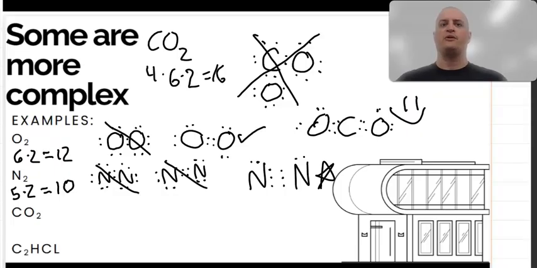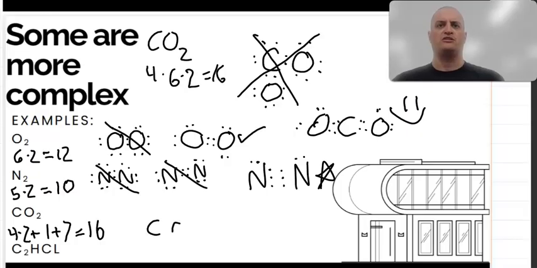Now we come down to our most complicated one, C2HCl. So for starting off, we have 4 valence electrons for each carbon, plus the 1 valence electron for the hydrogen, plus 7 valence electrons for chlorine. So that's 8, 15, 16 valence electrons. Now carbon needs to go in the center, and there's 2 of them, so they should equally go in the center.